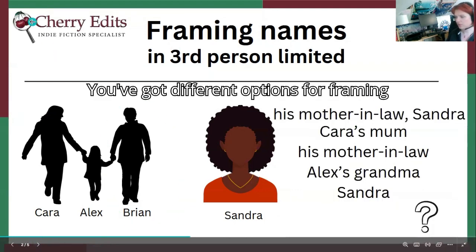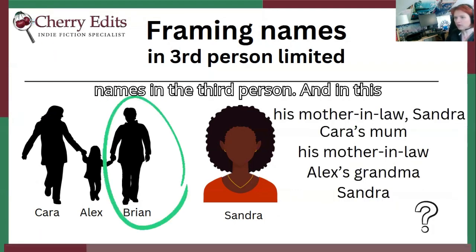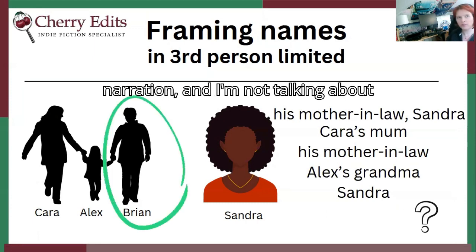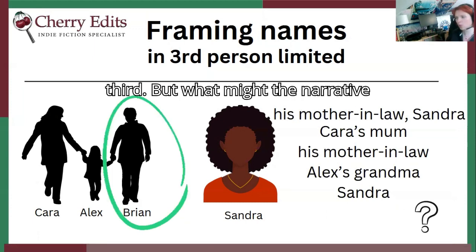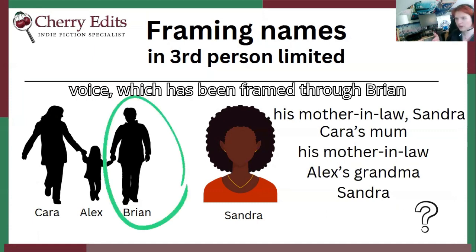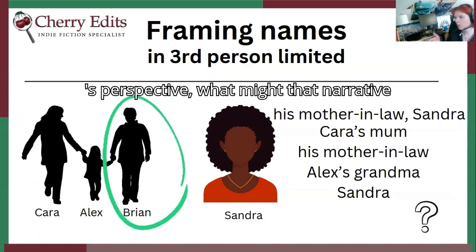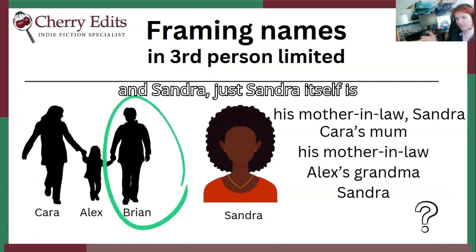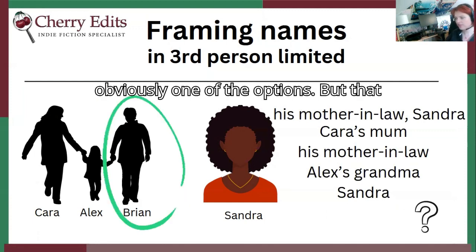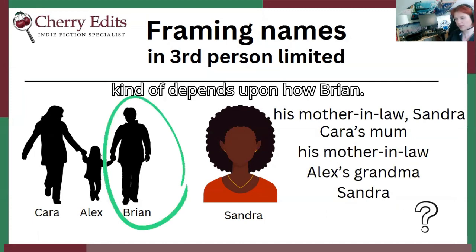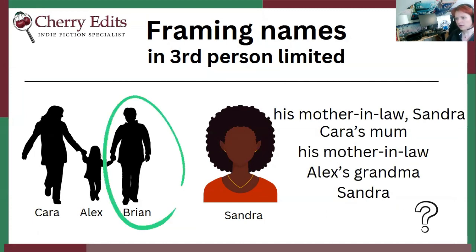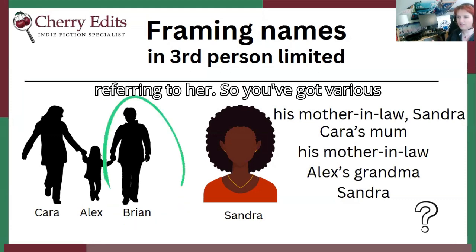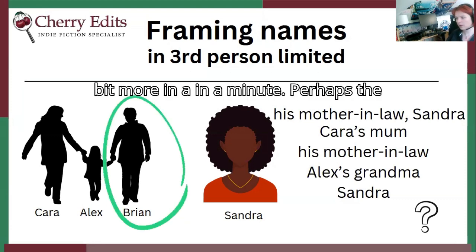You've got different options for framing names in the third person. And in this scenario, what might the narration, and I'm not talking about first person here, I'm talking about third, but what might the narrative voice, which is being framed through Brian's perspective, call Sandra? Well, Sandra as Sandra, just Sandra itself, is obviously one of the options, but that depends upon how Brian sees her, and how often he is referring to her. So you've got various options, and I'll go through them all a bit more in a minute.